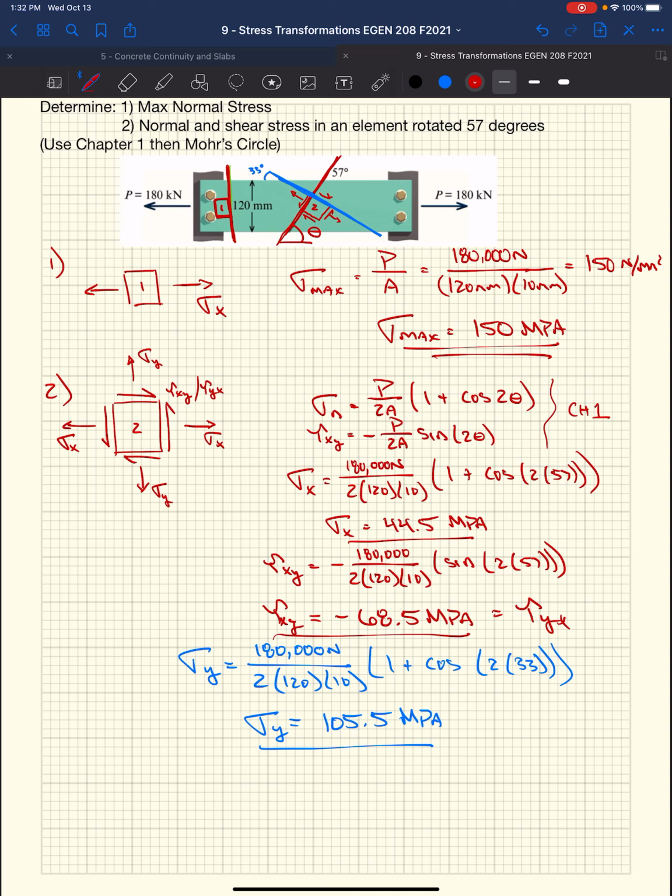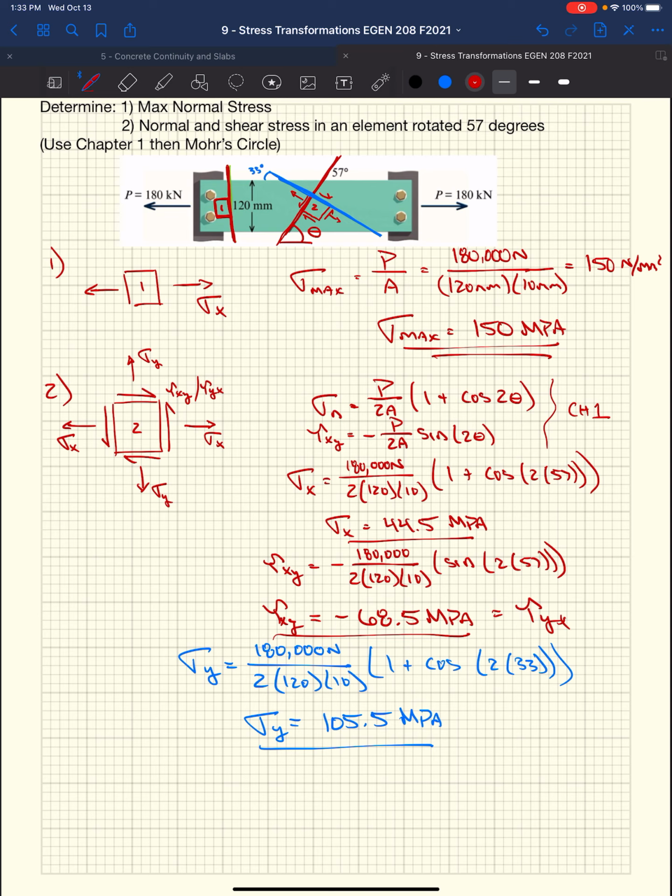We would get 68.5. If we go to calculate tau yx, we did tau yx in order to figure out what is the shear stress along the y face. We're going to look at a plane that's oriented along the y face. It's oriented at 33 degrees. So you plug that into our tau equation, and we're going to get the exact same thing, validating that tau xy equals tau yx. So we end up with 44.5 megapascals of a normal stress in the x face, shear stress of 68.5, and then a normal stress on the y face of 105.5, okay?